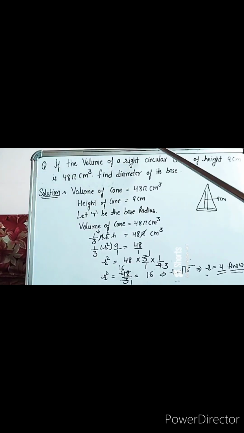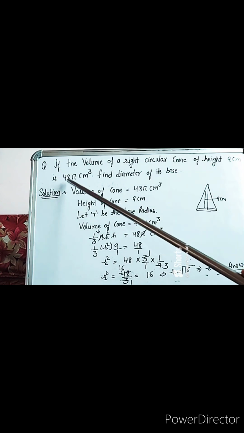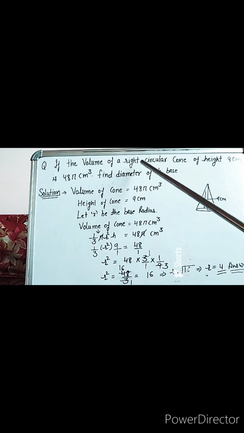If the volume of a right circular cone of height 9 centimeter is 48 pi centimeter cube, find the diameter of its base. So first of all we draw the circular cone and solution. The volume of the cone is 48 pi centimeter cube, given. Height of the cone is 9 centimeter, given. Let r be the base radius. So volume of cone formula is 1 by 3 pi r square h is equal to 48 pi centimeter cube. Here we cancel out pi to pi.